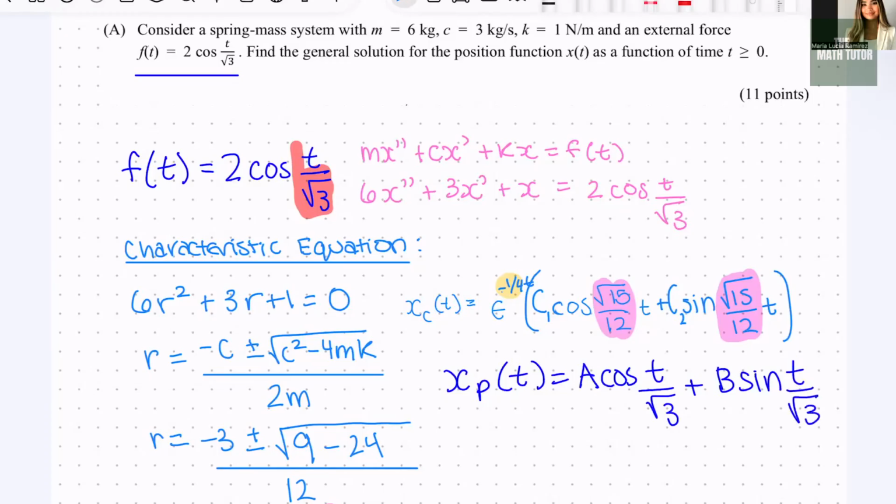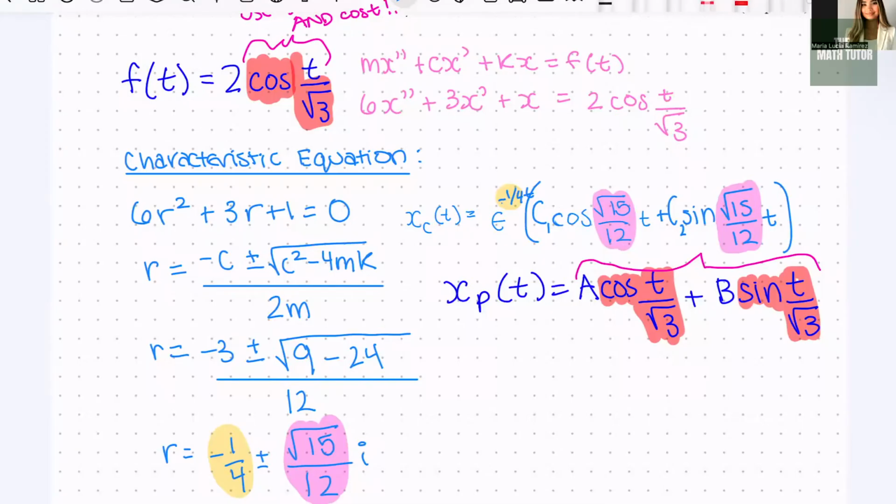Over root 3. And when we're making the particular equation, we're also going to be keeping in mind that when there's a trigonometric function like sine or cosine, we're going to be using both sine and cosine in these. So when you're writing these particular equations, you have to make sure to use sine and cosine. So the next step would be finding the first derivative and the second derivative of the particular equation.